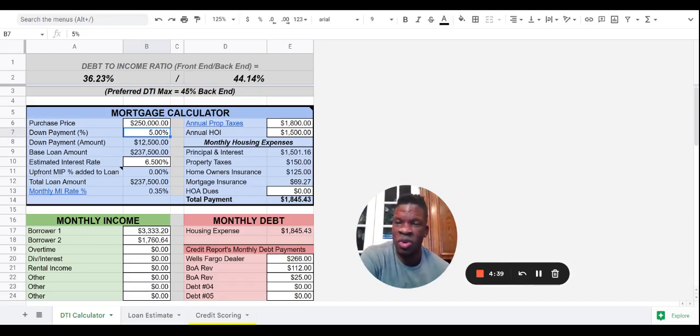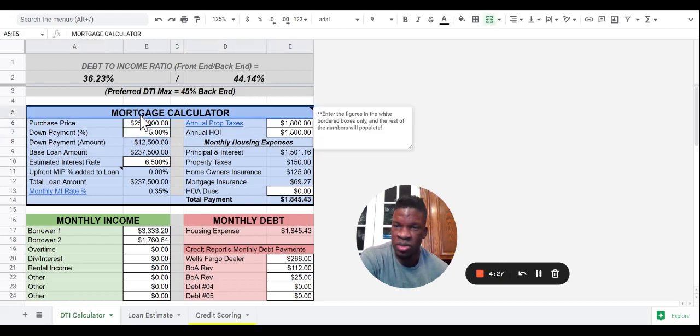Just wanted to go over real quick this debt to income ratio worksheet. Now, this one isn't exactly yours. This is a sample of one, but it's very similar to how yours is going to work. So the main things that you want to remember is you want to mainly look at the mortgage calculator. This is going to be your total payment right here.